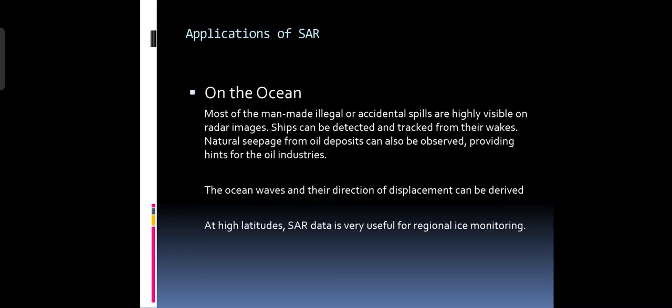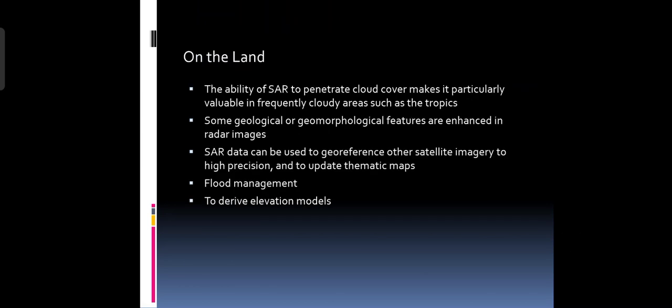So, applications of SAR on the ocean: most of the man-made illegal or accidental spills are highly visible on the radar images. Ships can be detected and tracked from their wakes. Natural seepage from oil deposits can also be observed, providing hints for the oil industries. Ocean waves and their direction of displacement can be derived. Then at high latitude, SAR data is very useful in regional ice monitoring.